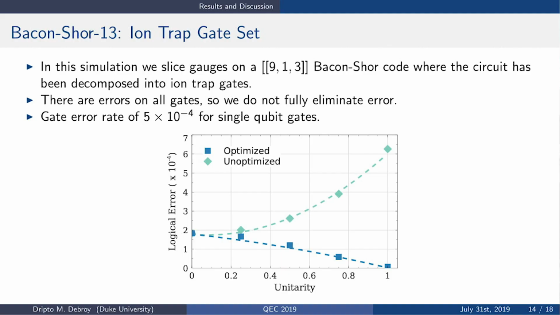But first, let's look at a one-round example. So this is a Bacon-Shor code where I've taken the circuit and I've decomposed it into those ion trap gates I showed you. So it's all Pauli rotations and 2-qubit Mølmer-Sørensen gates. And I have put error on all the gates, in that 1 plus epsilon, 1 plus epsilon squared error model that I showed you earlier.